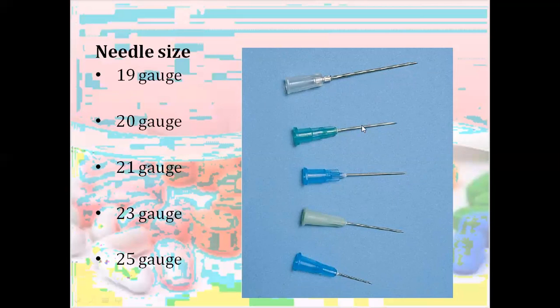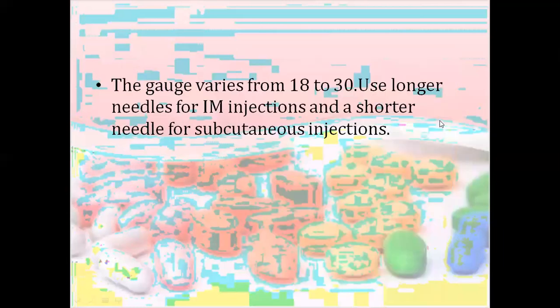Then next is the 20 gauge. This one is a 20 gauge. This is 21 gauge. This is 23 gauge, and this one is a 25 gauge. So these are the sizes of the needle. The gauge varies from 18 to 30. Use a longer needle for IM injection and a shorter needle for subcutaneous injection. Means we will use a longer needle for intramuscular injection, and we will use a shorter needle for subcutaneous injection.